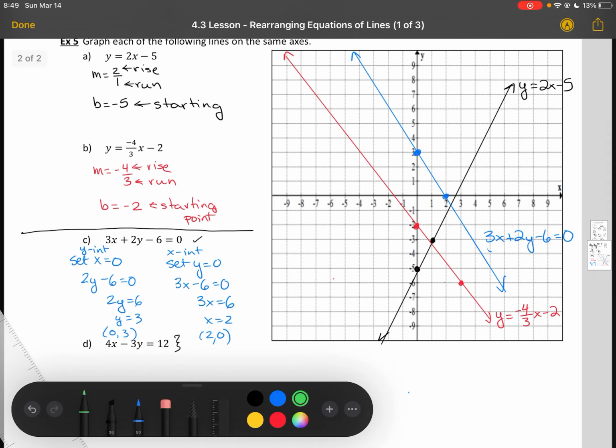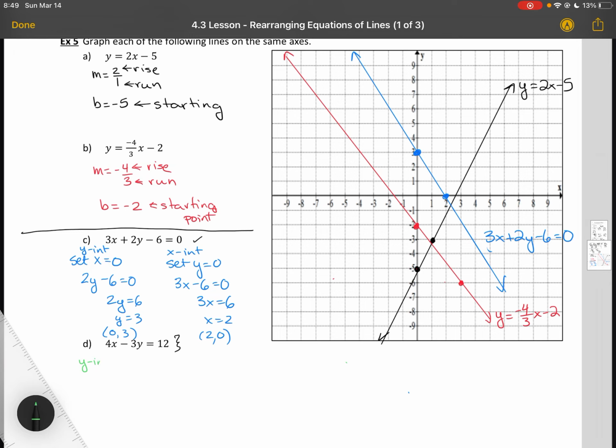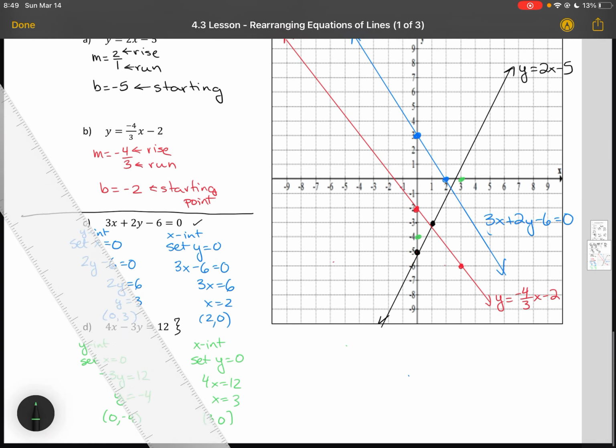The last one, I'm also going to use my x and y intercepts. So to do my y-intercept, I'm going to set x equal to 0, which leaves me with minus 3y equals 12, which gives me a y-intercept of 0, minus 4. And then my x-intercept, the other point on my line, I'm going to set y equal to 0, which leaves me with 4x equals 12, which gives me an x-intercept of 3. I can plot those 2 points on the graph, and then I can connect the dots.